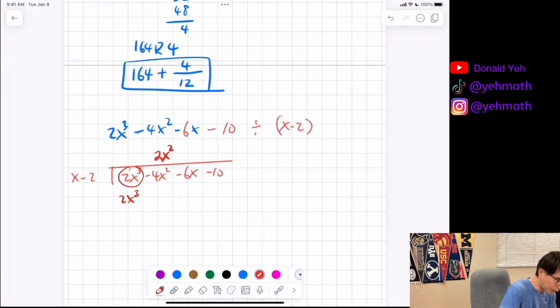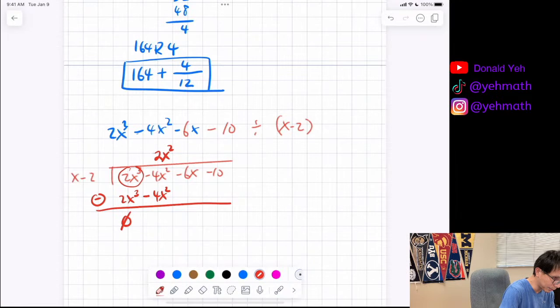And that's going to be minus 4x squared. So that's the subtracting. Now you're subtracting here. When you subtract, it's going to become 0. When you subtract this, it actually becomes 0 too, because it's negative 4x squared minus negative 4x squared. So it's going to be 0 as well. So you're going to drop the next term. So it'll be negative 6x. You don't have enough to divide.